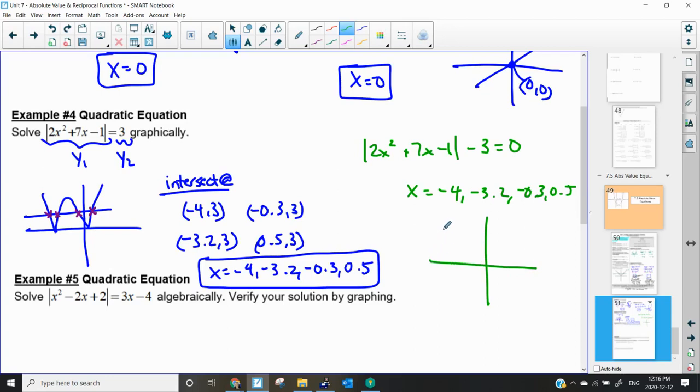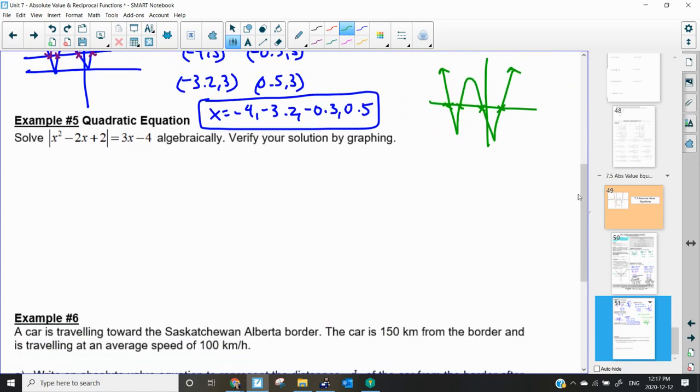Here, we would have our graph come down, up, down, up, and we would have our 4 points here at -4, -3.2, -0.3, and 0.5. Again, I'm not too worried about scale so much as just making sure we've got a quick visual of what that graph might look like. All right, let's take a look at another example here.